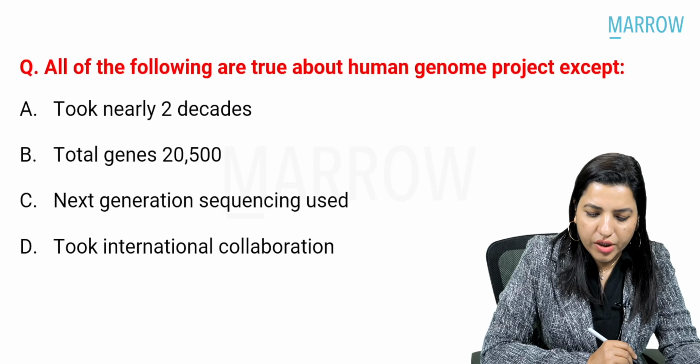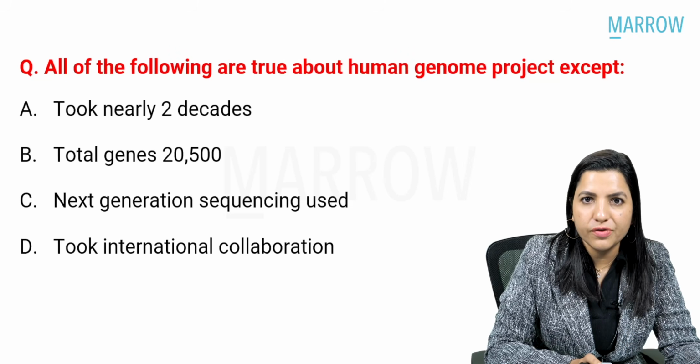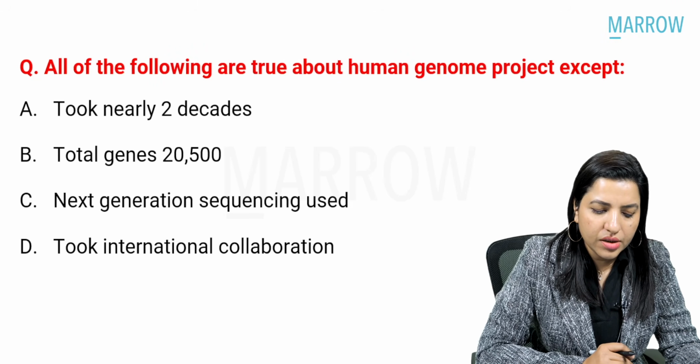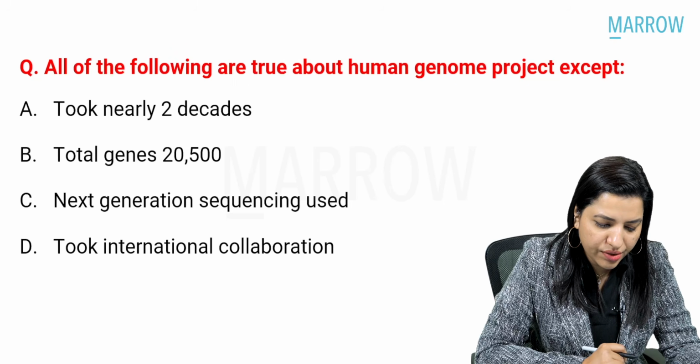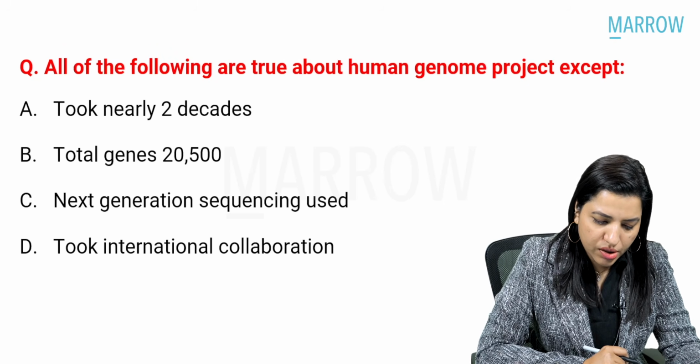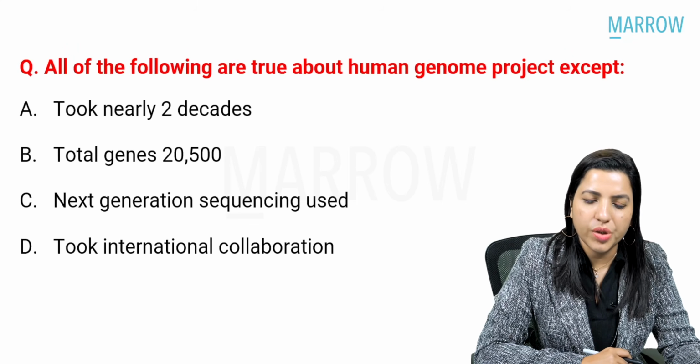So, all the following are true about the Human Genome Project except. This is a very confusing question. It took nearly 2 decades. Total genes are 20,500. Next generation sequencing is used. It took international collaboration. All the options seem to be correct.